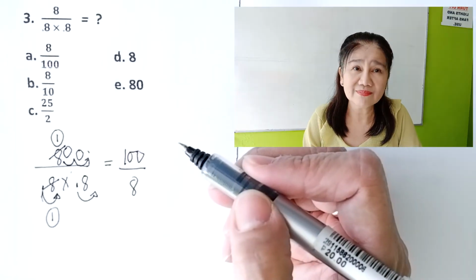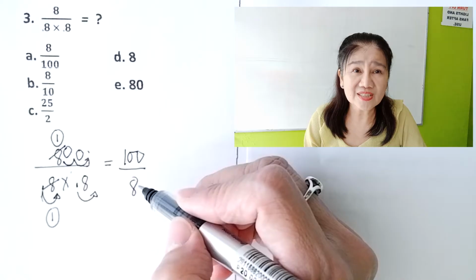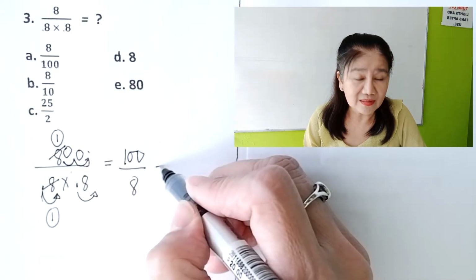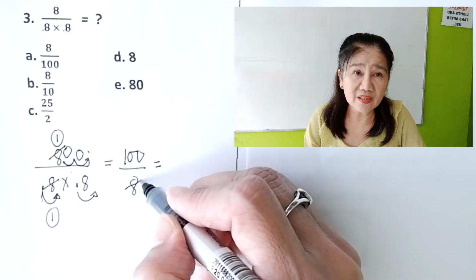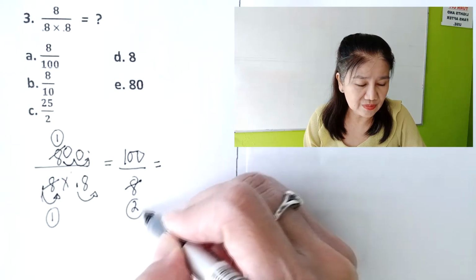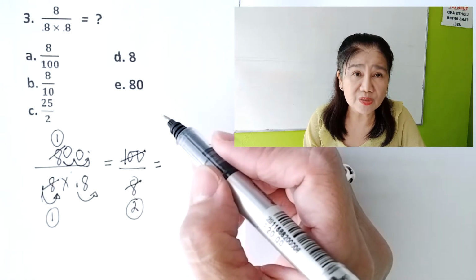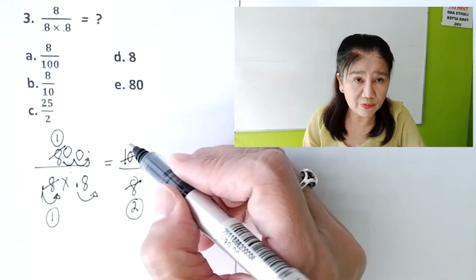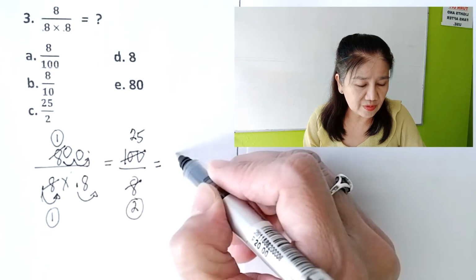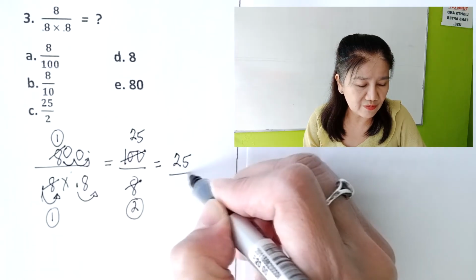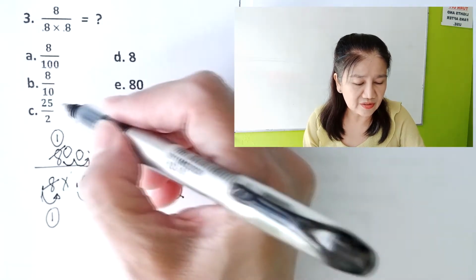But wait, 100 over 8 are still cancelable, right? 8 is divisible by 4, which is 2. 100 is also divisible by 4. 100 divided by 4 is 25. So the final answer is 25 over 2, which is letter C.